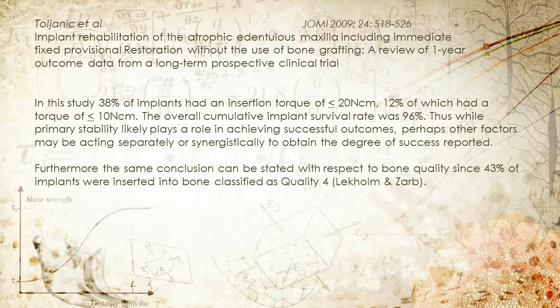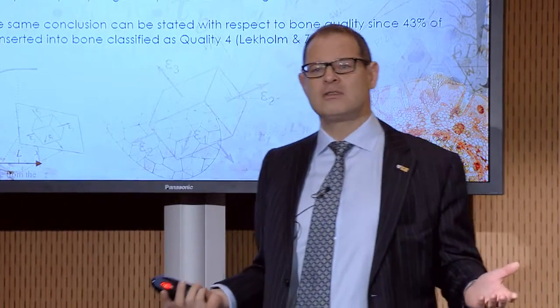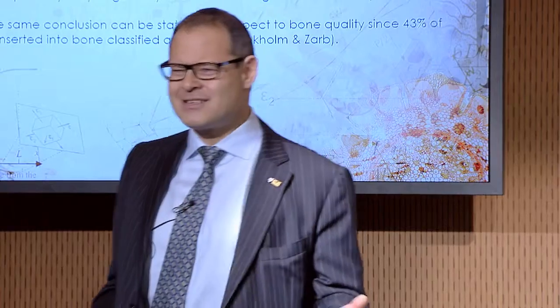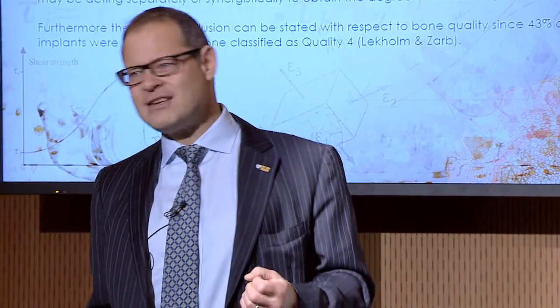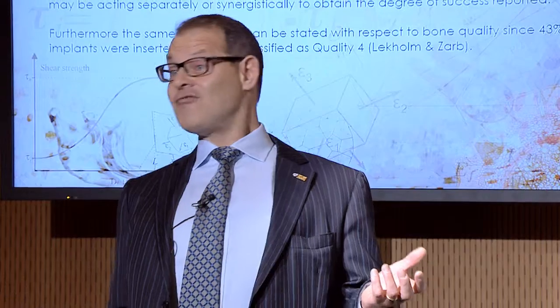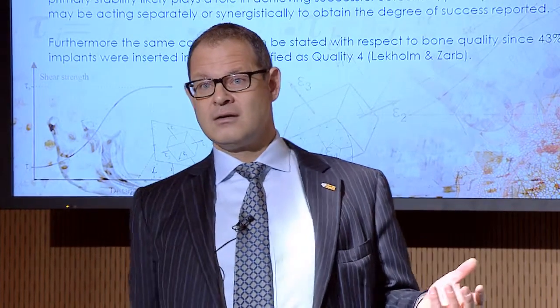96% success. And they comment in their own discussion and conclusions that whilst primary stability plays a role, and by definition what they mean when they say that is insertion torque. So they're saying that while insertion torque likely plays a role in achieving successful outcomes, perhaps other factors may be acting. Otherwise, how did we get this result? Answer is because when you splint an implant that has no rotational resistance, guess what? It can't rotate anymore. Right?